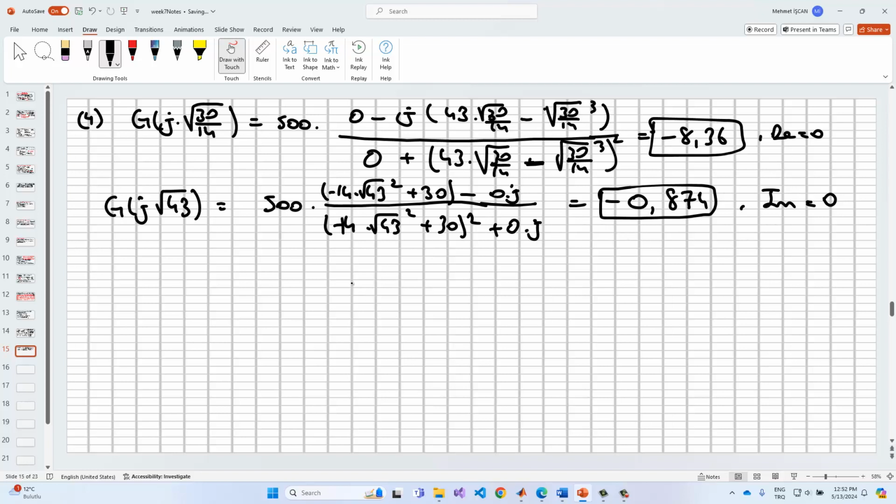Okay, and so we need to draw the Nyquist plot here. First of all, we need to put minus 1 here. Okay, and so this is the real axis, and this is the imaginary axis.